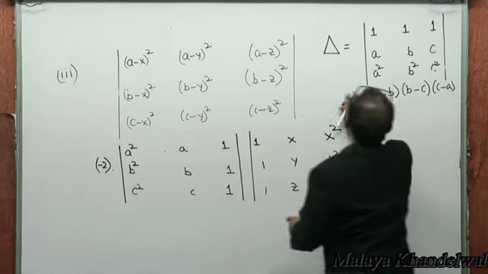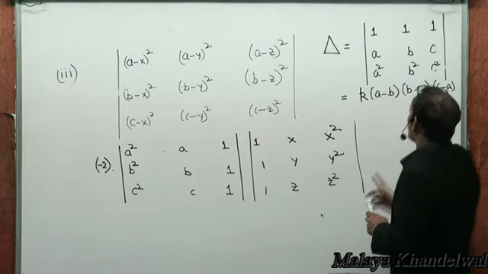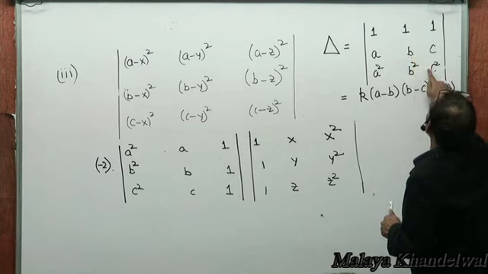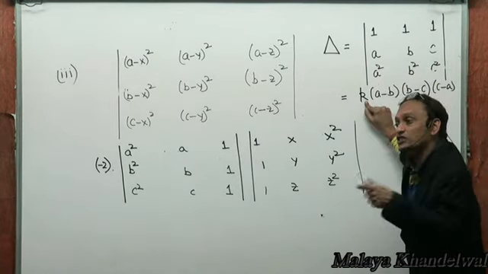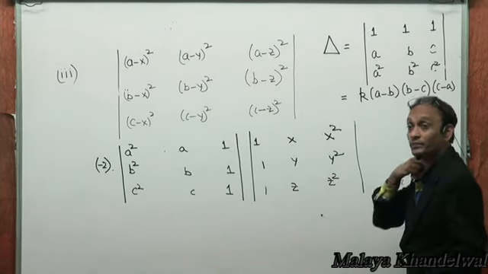And this must be some k times this. Now why k? Because this is degree 3, b c squared, b squared c, etc. All would be degree 3. So k should be degree 0. k should be a pure number. Now, how does one obtain this pure number?